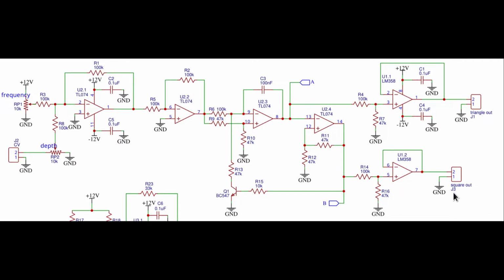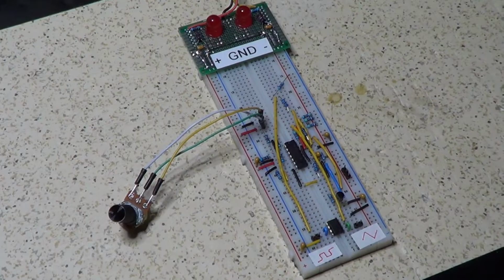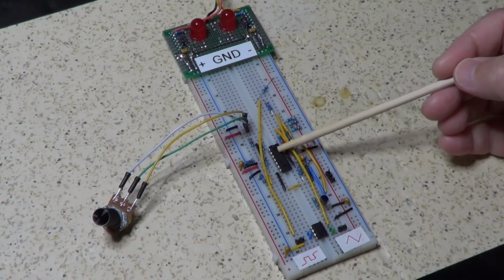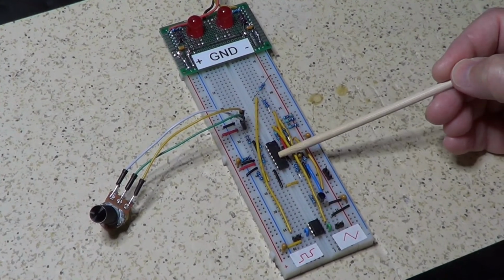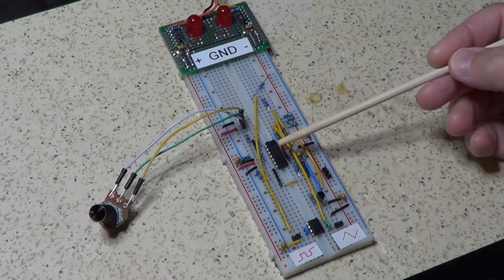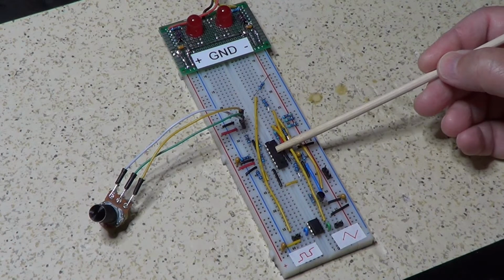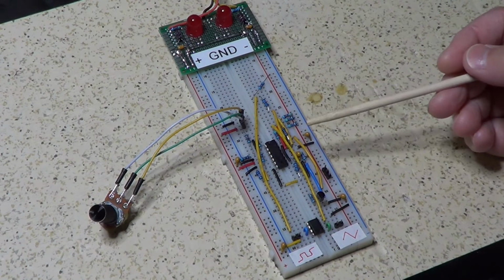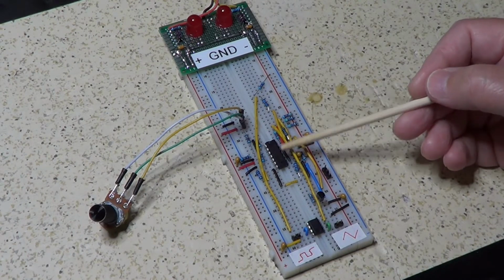Let's now move to the lab to see how this circuit works in reality. Here is the oscillator circuit mounted on the breadboard. Here is the TL074, which contains 4 op-amps, and here is the transistor that helps this chip to do the oscillations and form the square and triangular waves.